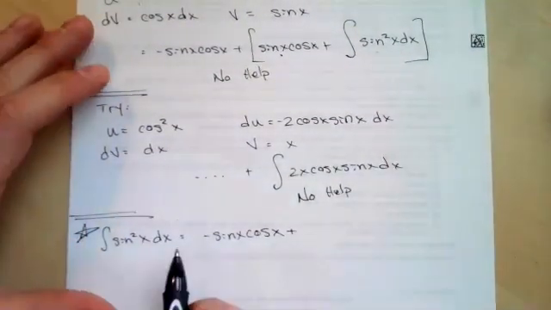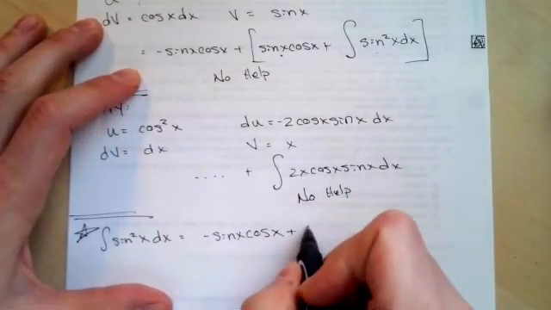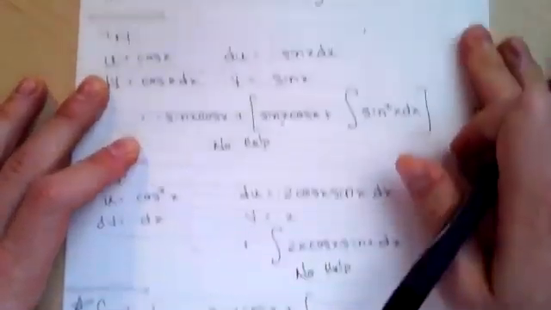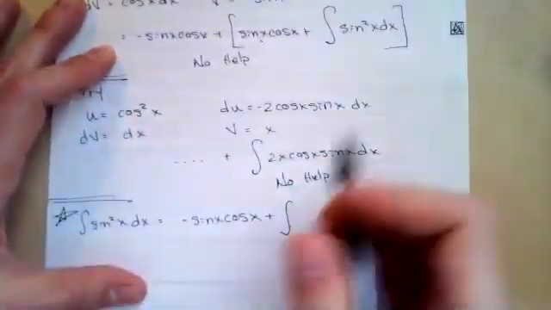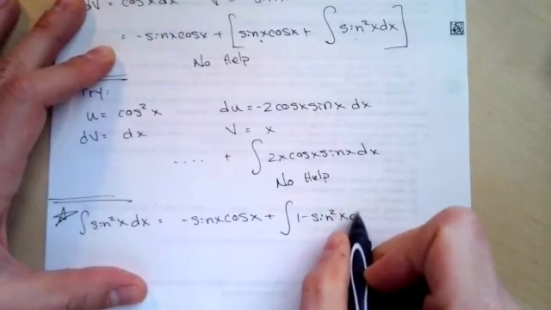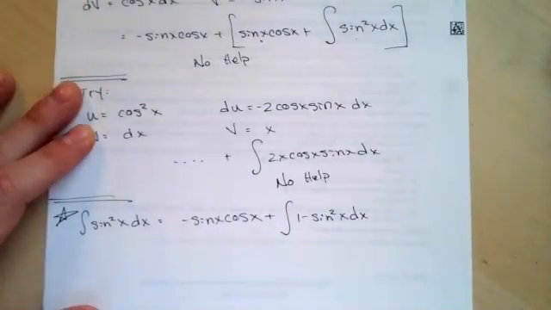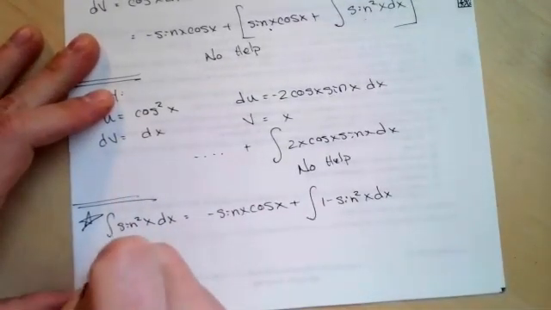So the integral of sine squared x is minus sine x cosine x plus our cosine squared x. That term I'm just going to write as 1 minus sine squared x. And how did that help us? Well, now we can do the boomerang trick.